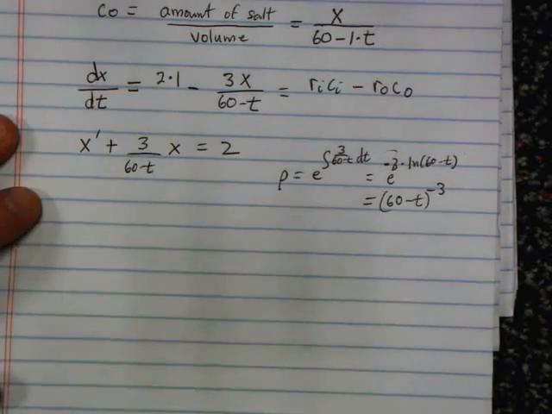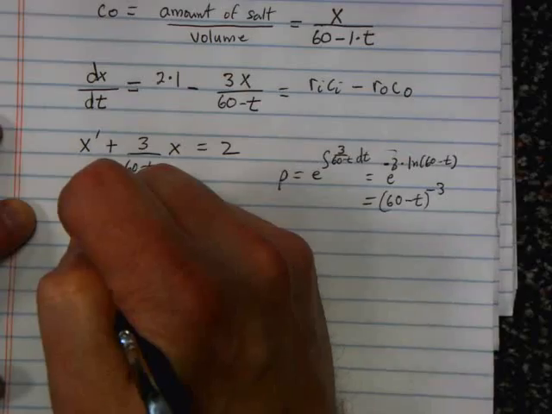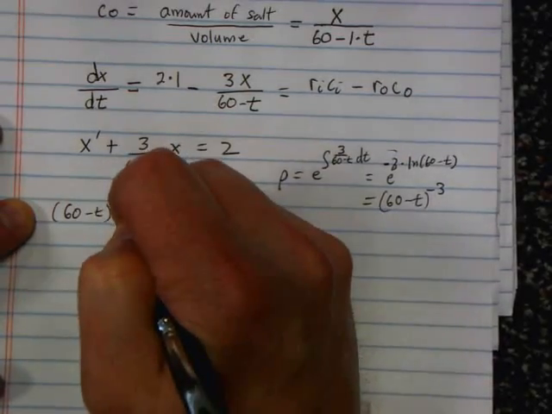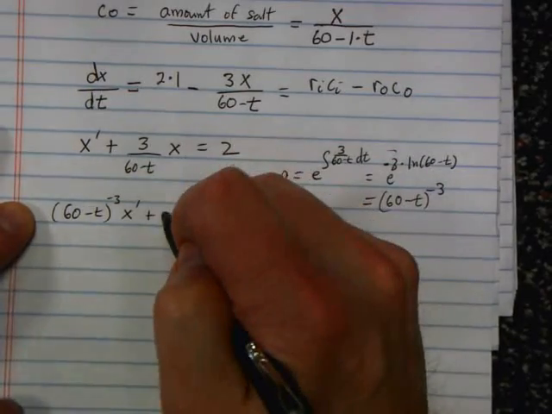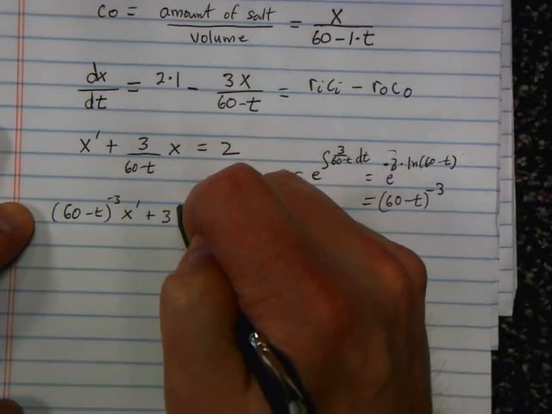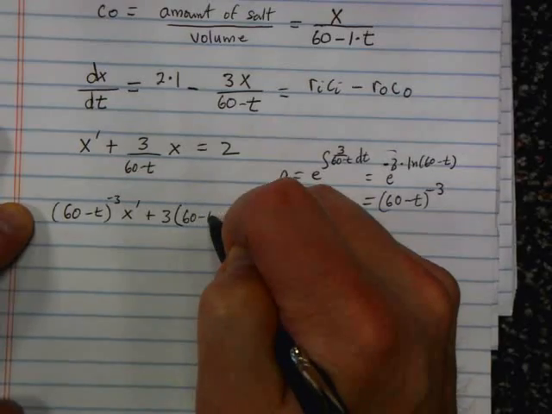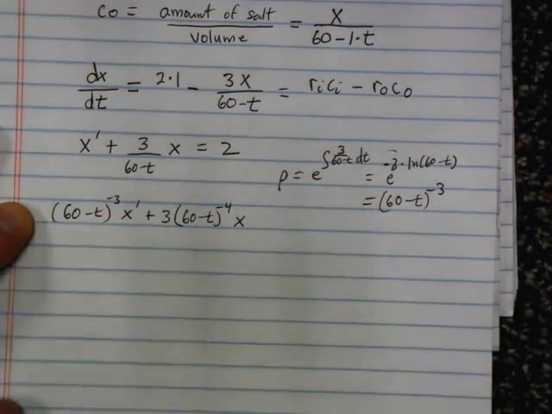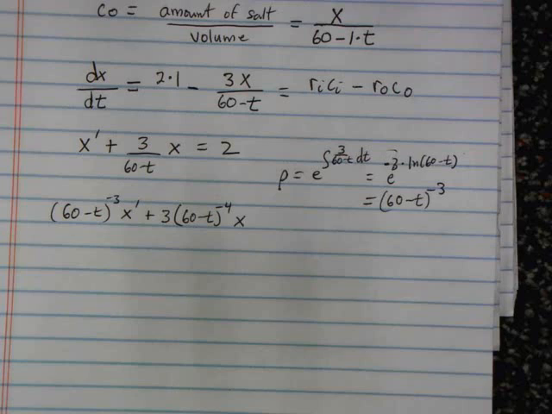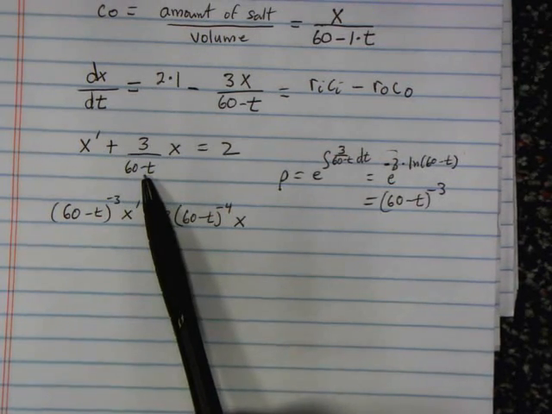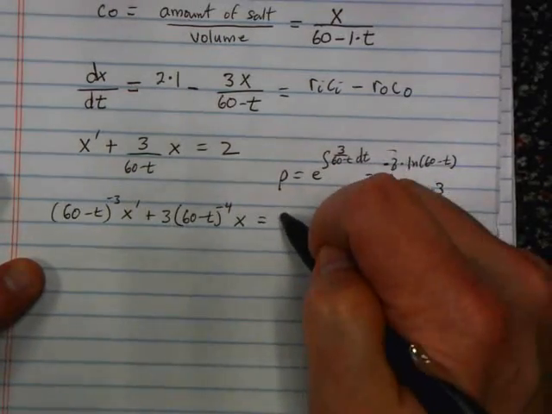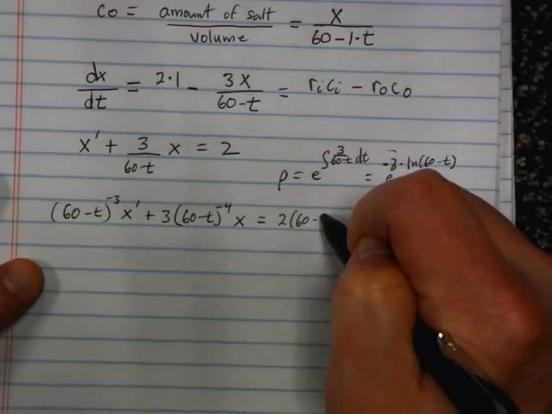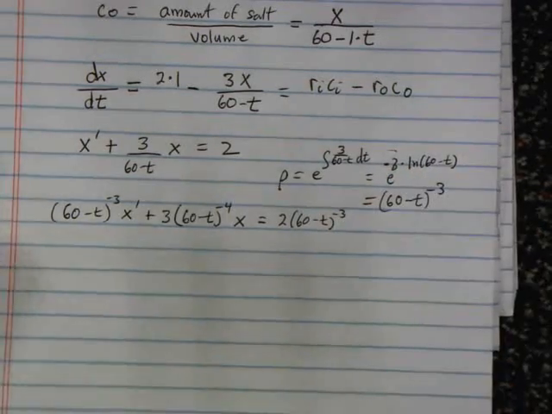Multiply everything by rho. 60 minus t to the negative 3 x prime plus, I'm going to write this one as 3 times 60 minus t to the negative 4 x. Why negative 4? Because there's another one on the bottom, so that's the power negative 1, and then I have a power negative 3. Those add up to a negative 4. Equals 2 times 60 minus t to the negative 3.